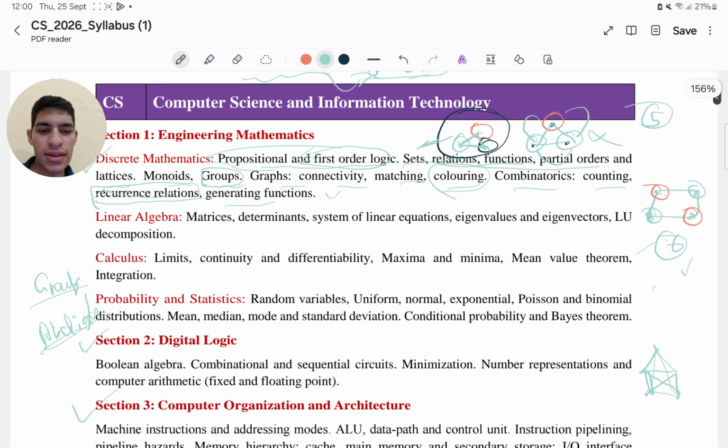Okay, then you have the second topic, which is linear algebra, which covers matrices, determinants, systems of linear equations, eigenvalues, eigenvectors, and LU decomposition, right? What might be asked here: you might be asked questions regarding determinants. It's actually a very favourite topic of the examiners. You might be asked how the determinant would change if you multiply each element by some scalar, or if you multiply one single row by some scalar. They will morph the questions to use these concepts.